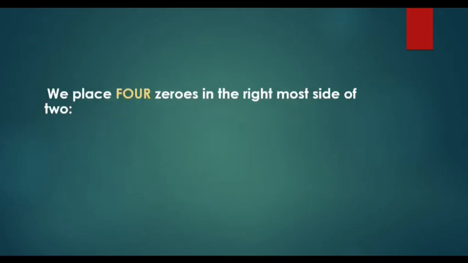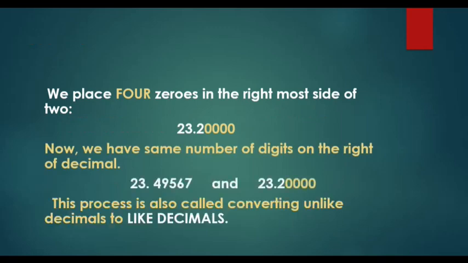So now be careful. In order to balance the number of digits, we place 4 zeros on the rightmost side of 2, such that we get 23.2 and 4 zeros. Now we have the same number of digits on the right of the decimal. This method of balancing the number of digits on the right side of the decimal, in order to make them look similar, we call the process of converting unlike decimals to like decimals. So let's move to the next step.